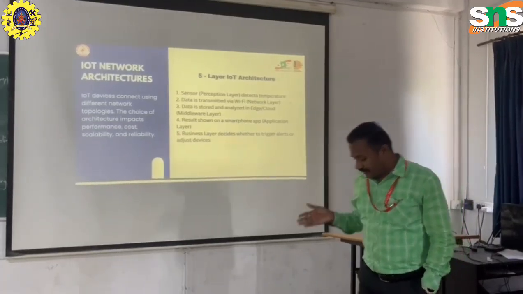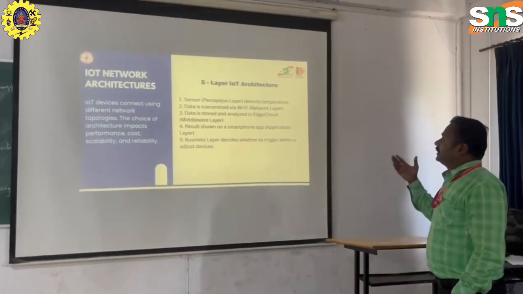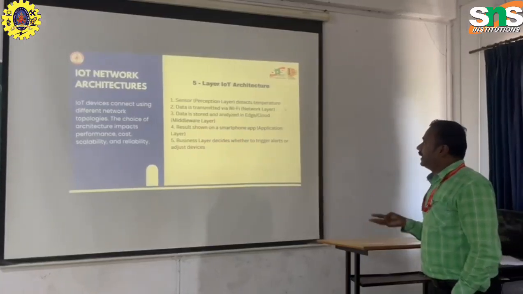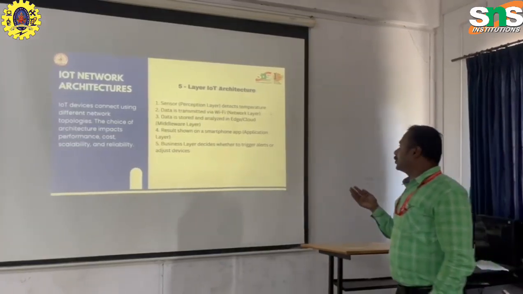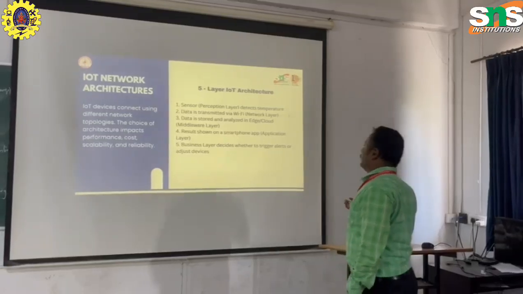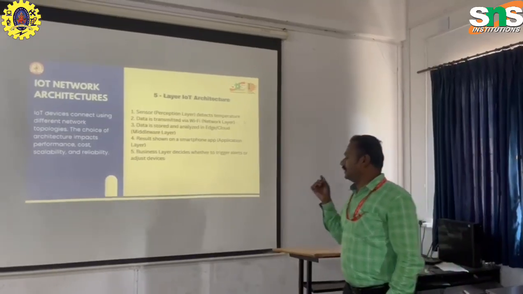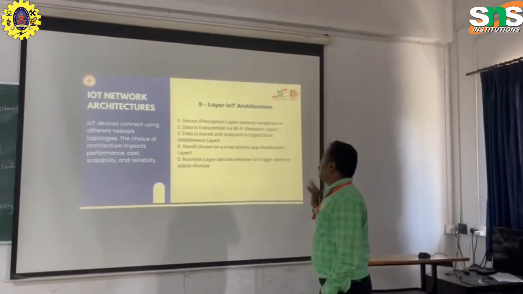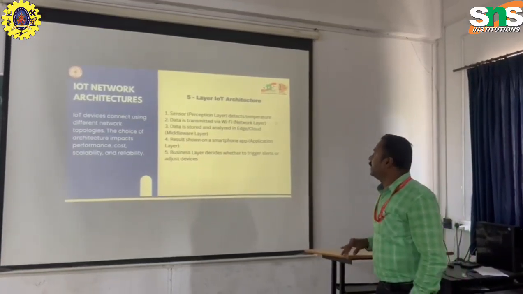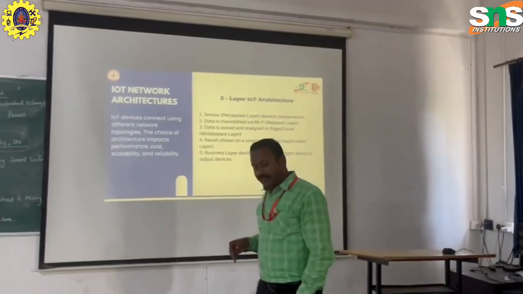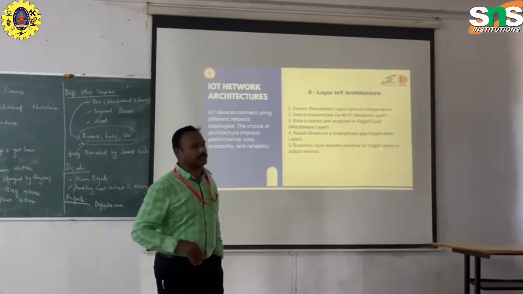In this slide, the first one is the 5-layer IoT architecture. It consists of the perception layer, then the network layer, third the middleware layer, fourth the application layer, and fifth the business layer. Each layer consists of some operations. First of all, we are going to focus on the perception layer. It is used to detect temperature, because the sensors are used in this perception layer.